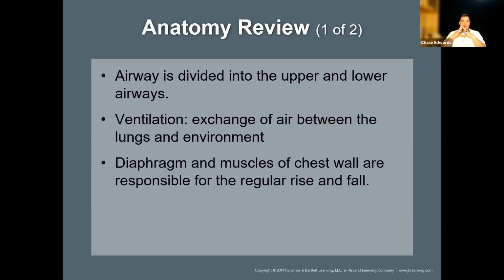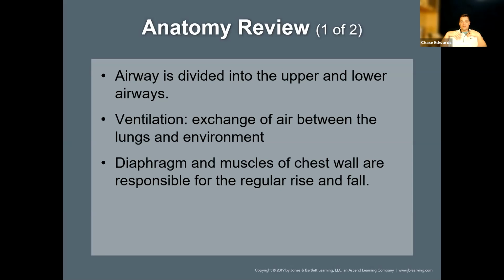All right, so anatomy review. The respiratory system consists of all the structures of the body that make up the airway and help us to breathe. The airway is divided into the upper and lower airways. Structures that help us breathe include the diaphragm, muscles in the chest wall, accessory muscles of breathing, like we talked about before, and nerves from the brain and spinal cord. We've talked about all those nerves. Ventilation is the exchange of air between the lungs and the environment, in and out.